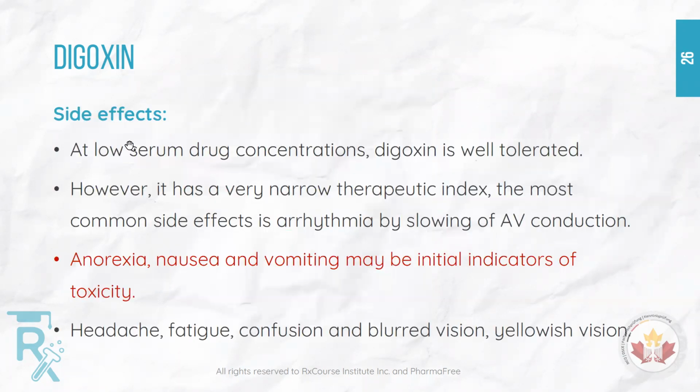It has side effects at low serum drug concentration. It's well tolerated. However, because it has a narrow therapeutic index, it's associated sometimes with arrhythmia because it slows the AV conduction. So if a patient is already taking a beta blocker and already taking ivabradine, and you are going to add digoxin, this patient might at any point develop AV block. This is why it's avoided now. It's associated with many headaches, so no need to use it. It might cause anorexia, nausea, and vomiting.